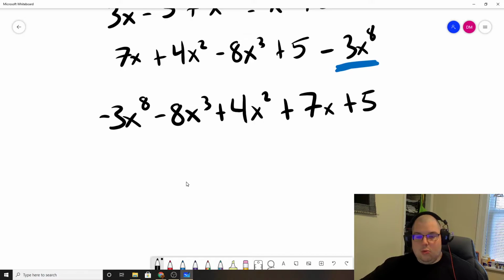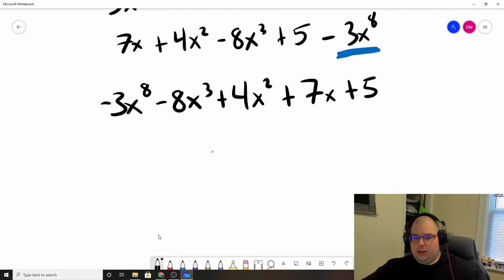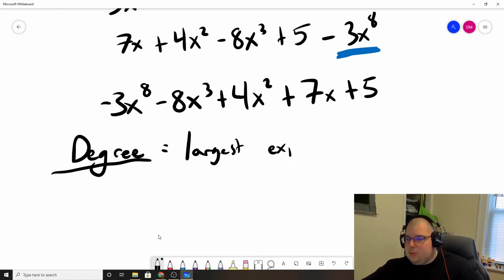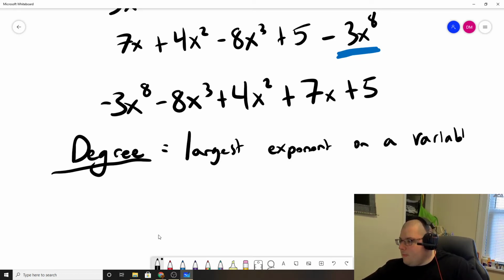Now, once we have something listed in standard form, where the exponents go from largest to smallest as we read it, we can talk about what's called the degree of a polynomial. Degree, just how you think it would be spelled, is the largest exponent on a variable in a polynomial.